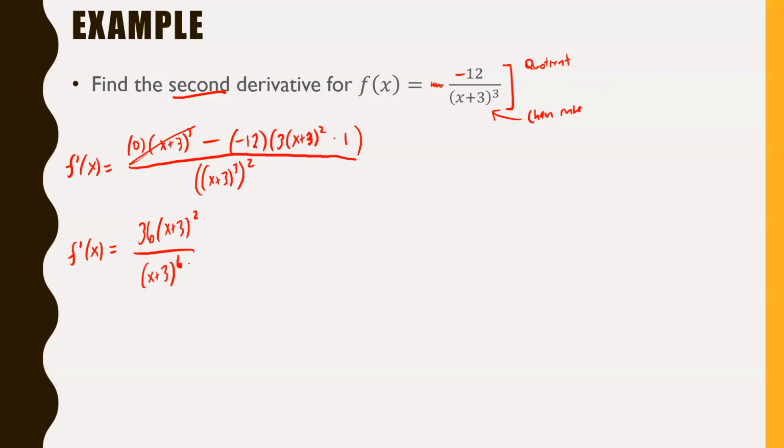There is one more thing we can do on this, though. Notice we have (x plus 3) squared on the top and (x plus 3) to the power of 6 on the bottom. Those can kind of cancel. That's just going to drop this down to (x plus 3) to the power of 4. So long story short, we have our first derivative equals 36 over (x plus 3) to the power of 4.